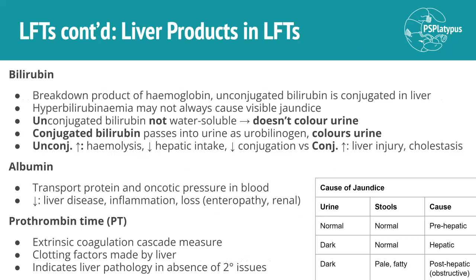Now moving on to the liver products. So we spoke about the liver enzymes. The products are a little bit more manageable. And here's also that table that I was talking about, looking at the pee and the poo, the urine and the stools, to look at what the cause of jaundice is.